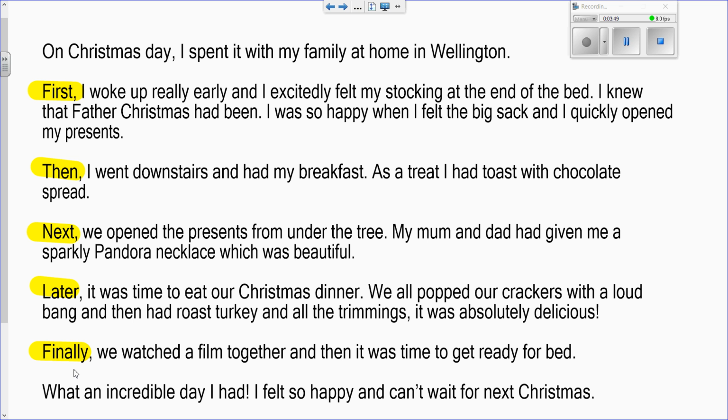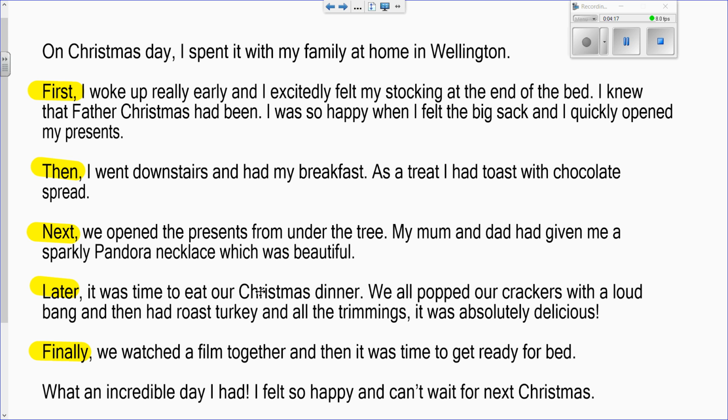Finally, we watched a film together and then it was time to get ready for bed. So we know straight away, this is the end. We've used finally, that's our last time conjunction, and that tells us it's the end of the day. And then our concluding paragraph at the end tells us really how we felt about the day. Was it a good day? Was it a bad day? What an incredible day I had. I felt so happy and can't wait for next Christmas.